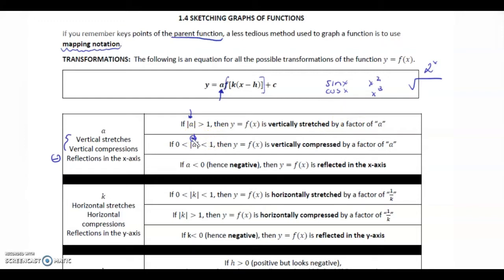And if it's between 0 and 1, so I call this a fraction, then our function is vertically compressed by a factor of a. I put fraction in quotation marks because if a is, for example, 5 over 2, which is actually 2.5, then that doesn't hold. When we say fraction, we kind of mean 0 decimal something, so quote unquote fraction. And then finally, if that number a is negative, less than 0, then our function is reflected in the x-axis.